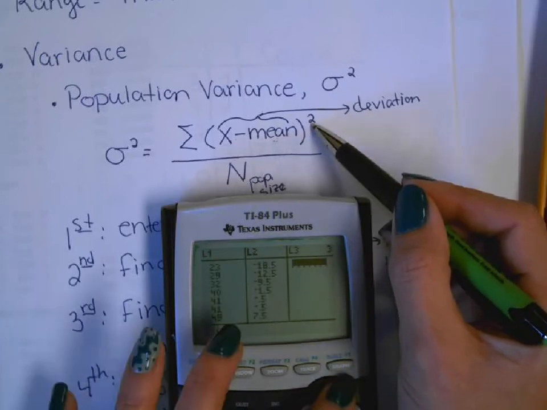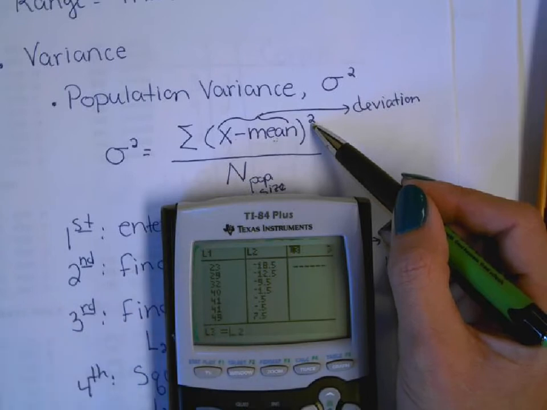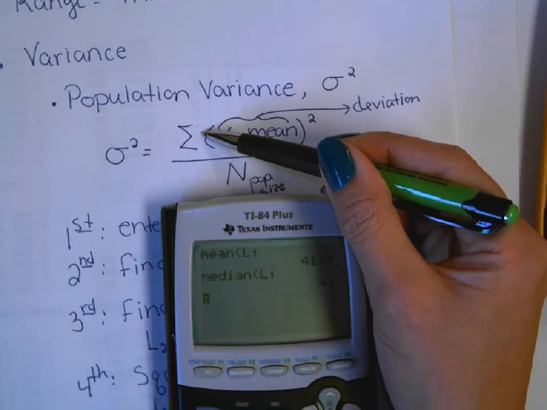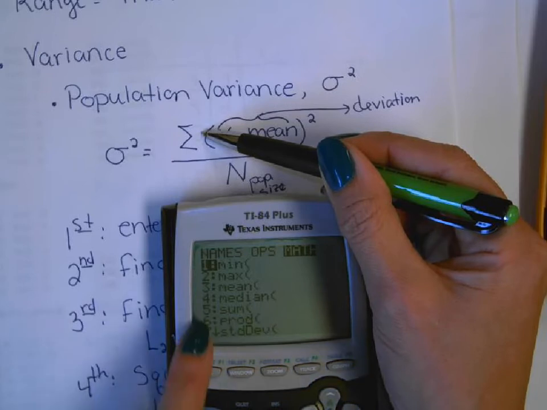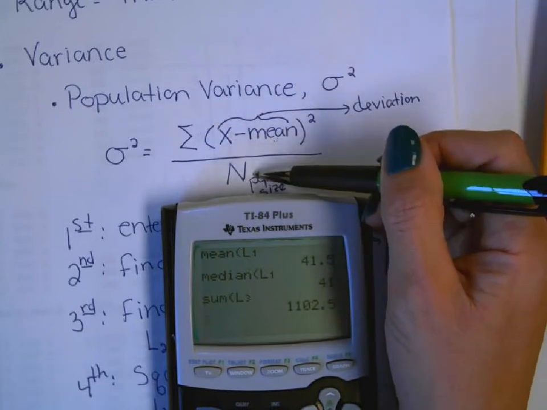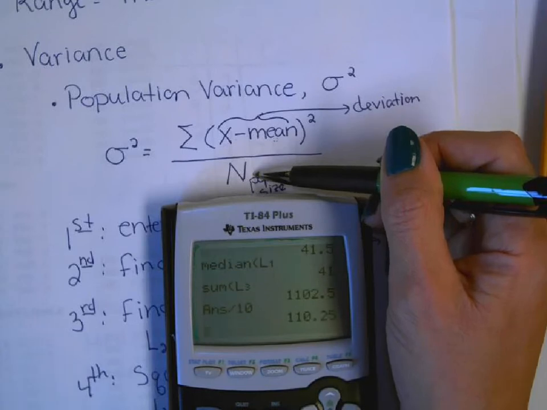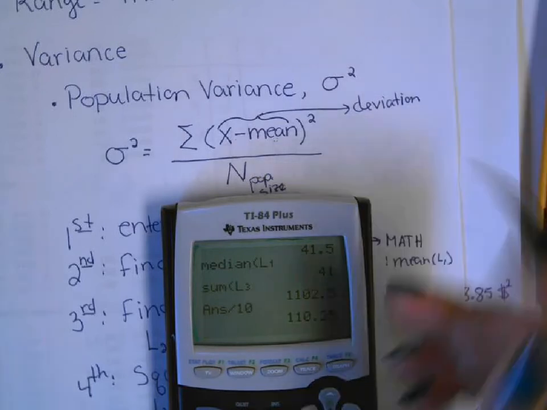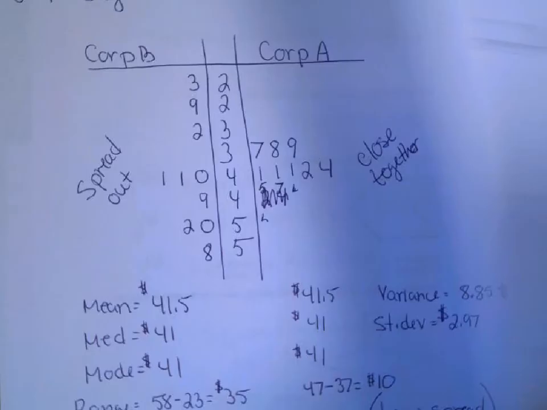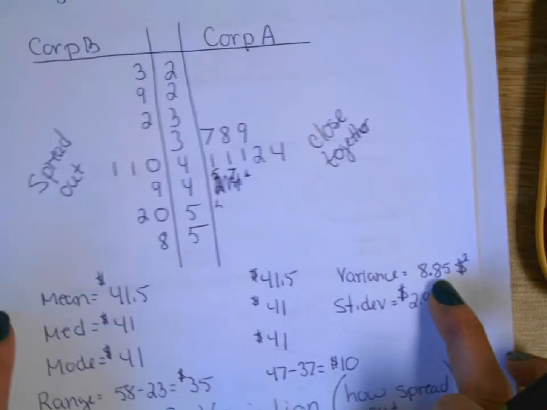Go over to list 3, clear it out. Now I've got to square all of those values. They are sitting in L2. So I tell it L2 squared. Done. Now I want the sum of all of these squares. They're in list 3, so I'm going to quit. Go to list, over to math, sum, L3. Got it. And then divide by my population size, which was 10. My variance for Corporation B is 110.25 thousands of dollars squared.